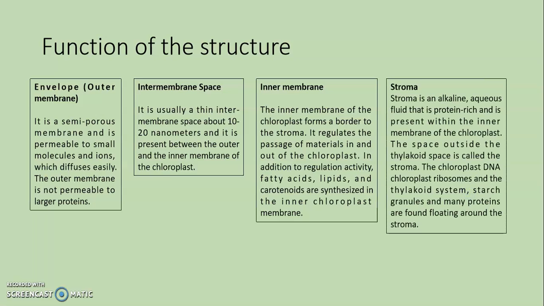Stroma. Stroma is an alkaline aqueous fluid that is protein-rich and is present within the inner membrane of the chloroplast. The space outside the thylakoid space is called the stroma. The chloroplast DNA, chloroplast ribosomes, the thylakoid system, starch granules, and many proteins are found floating around in the stroma.